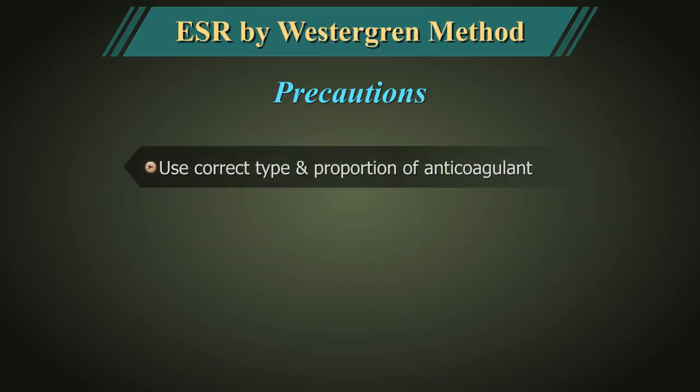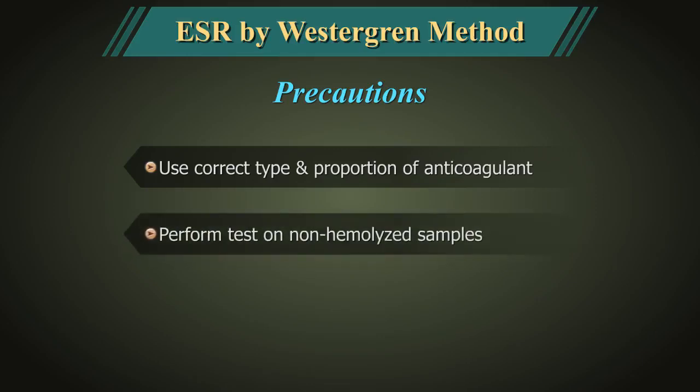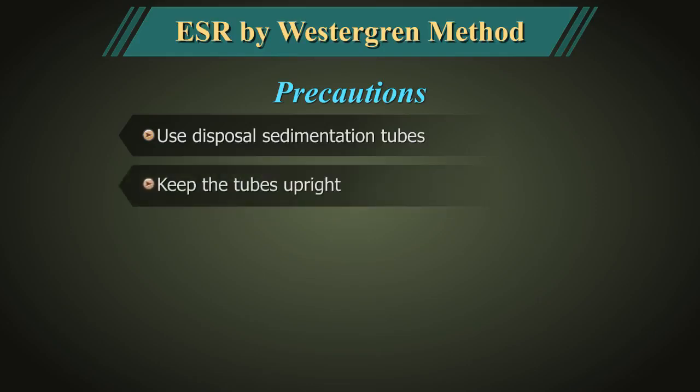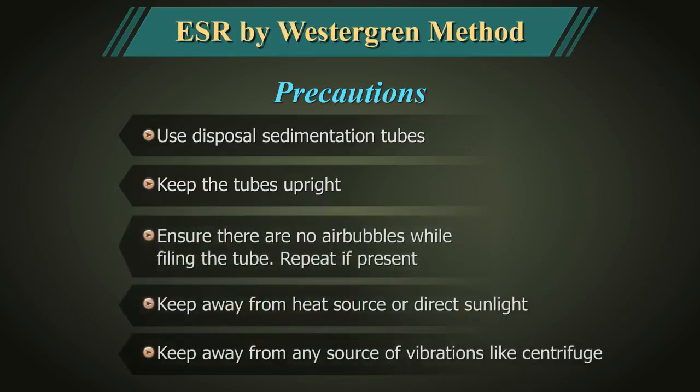Use correct type and proportion of anticoagulant. Incorrect type of anticoagulant, such as calcium oxalate, can cause shrinkage of RBCs and decrease sedimentation. Only perform tests on non-hemolyzed samples. Use sterile sedimentation tubes. Keep the tubes upright during sedimentation and check for air bubbles. Repeat test if air bubbles are present.